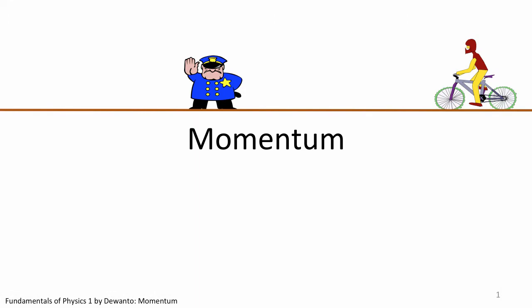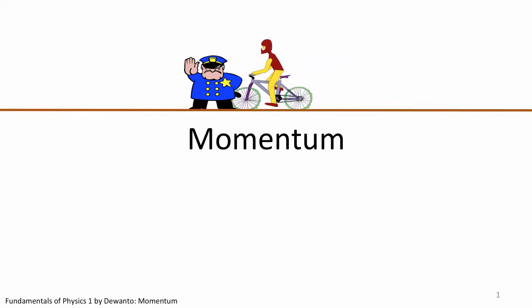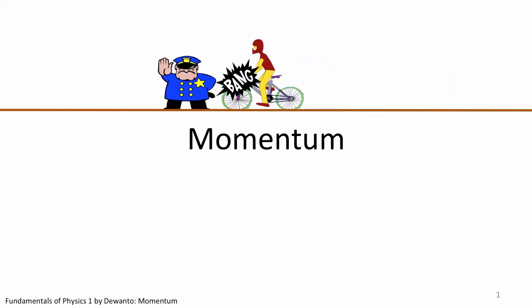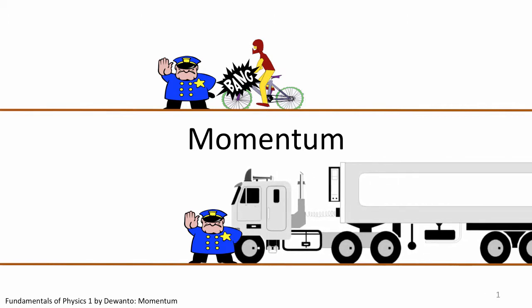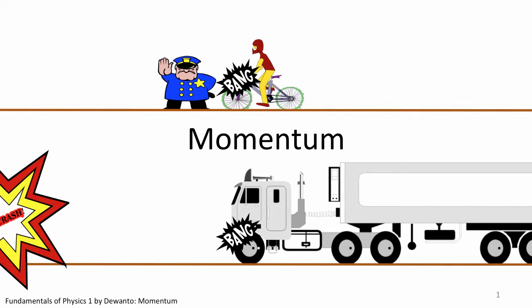I hope this will never happen to you, or to anybody for that matter. But imagine for a moment these two scenarios. Somebody being hit by a bicycle moving at 10 km an hour, and the same person being hit by a truck moving at the same speed of 10 km an hour. The difference in the outcome must be pretty obvious.